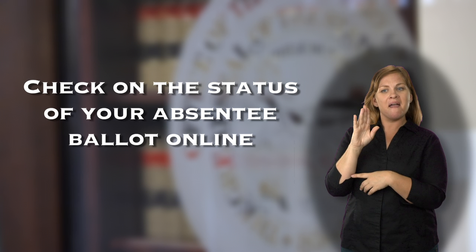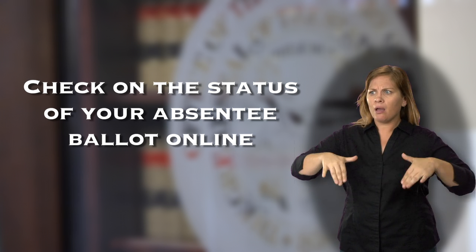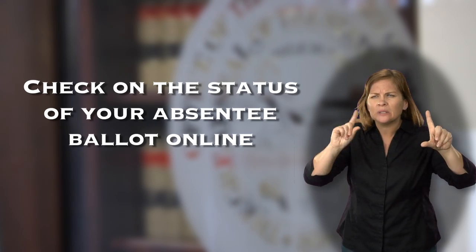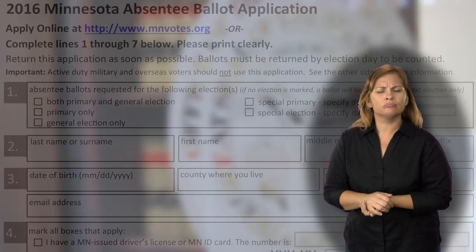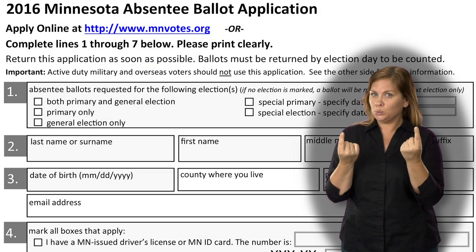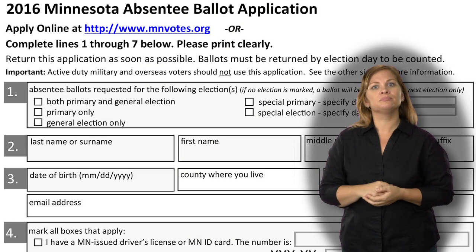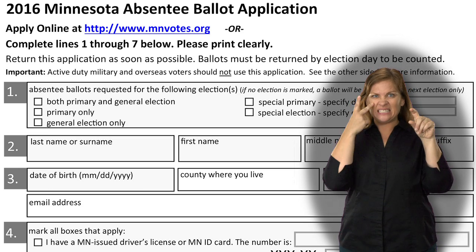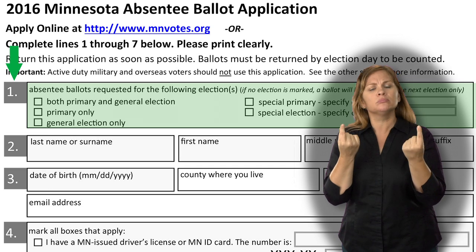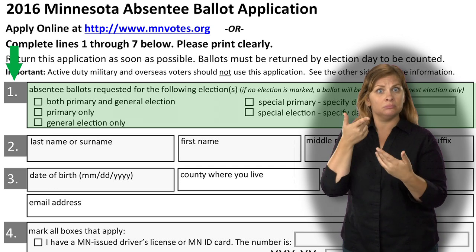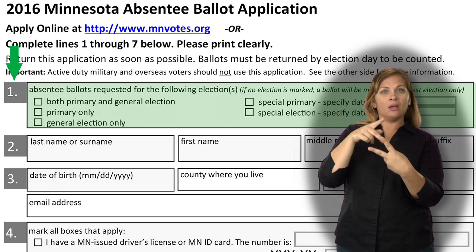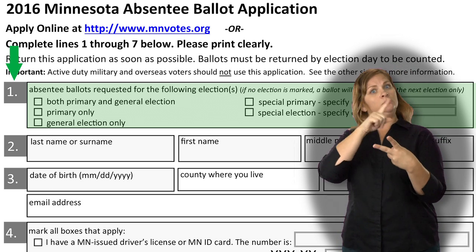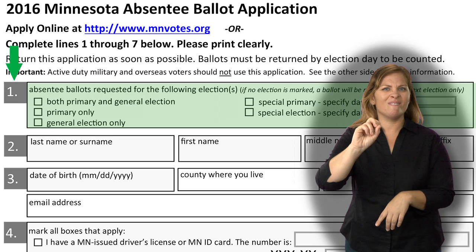If you already applied for an absentee ballot but haven't received it yet, you can check on its status online. Here's how to apply using the paper form. Minnesota's absentee ballot application is just one page. On line 1, it asks you to choose which elections you want the absentee ballot for. For example, the primary in August, or just the general election in November, or both. Check the box that applies to you.